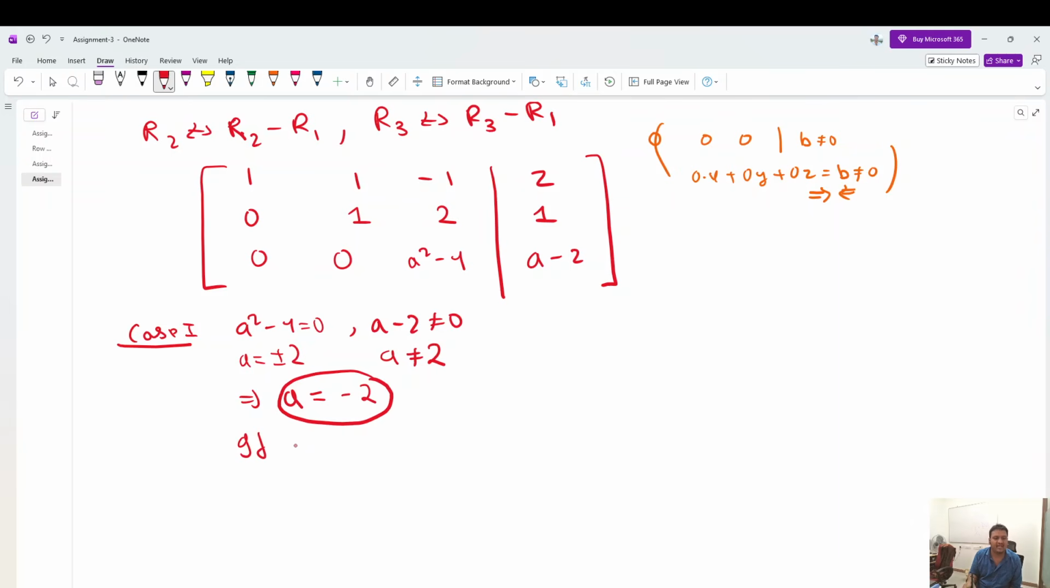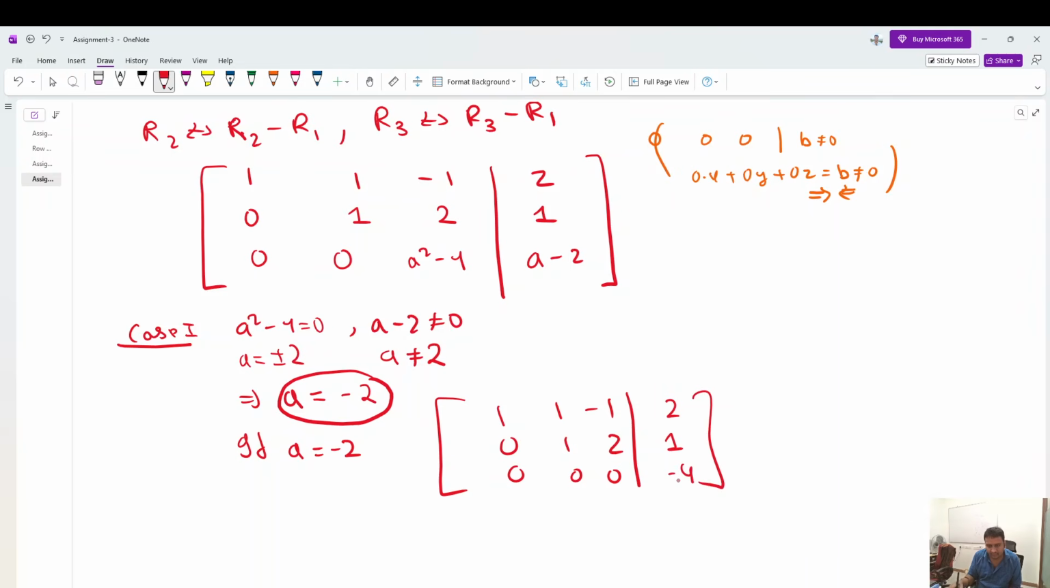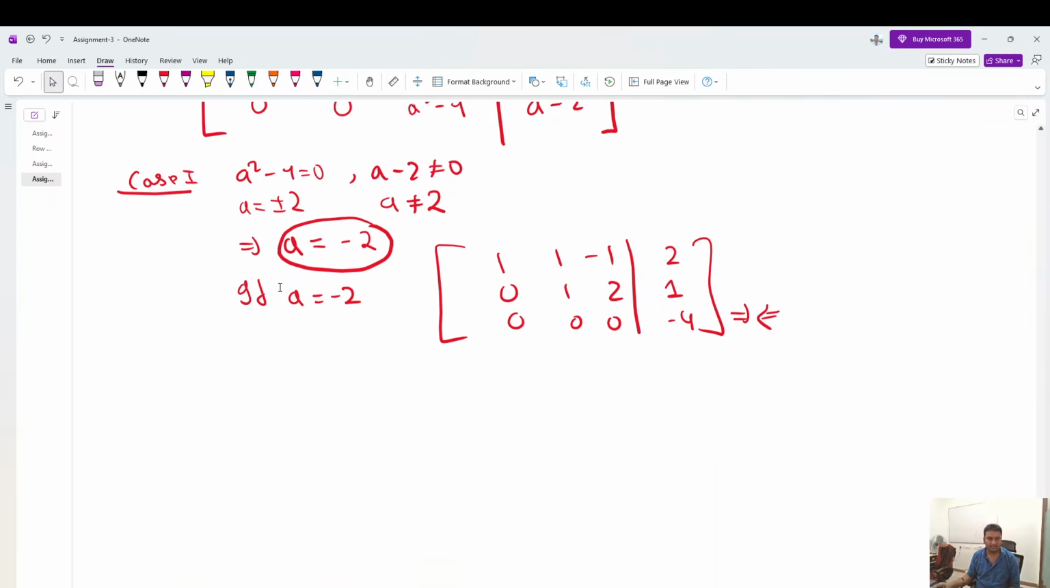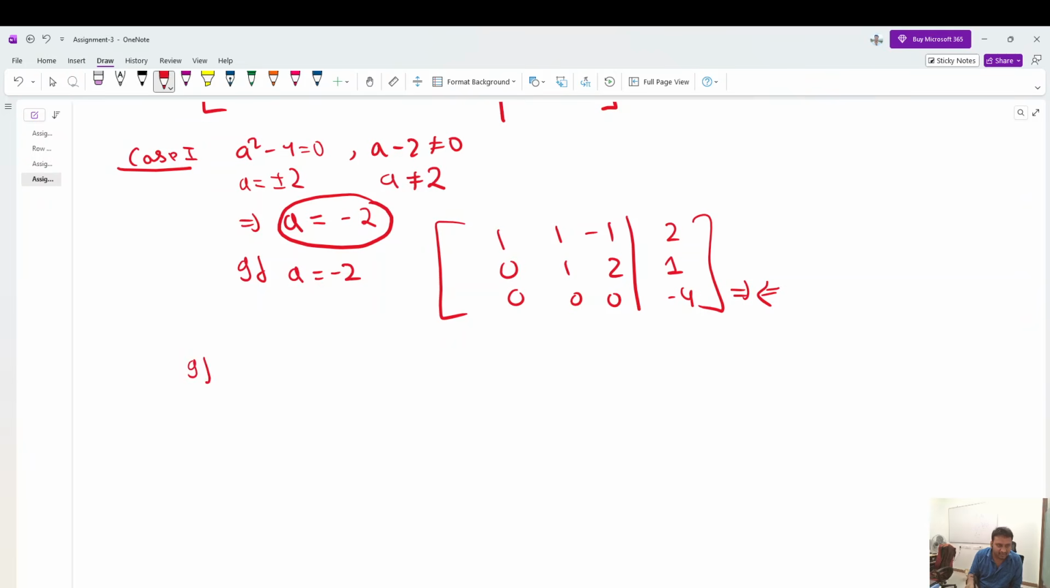So if a is equal to minus 2, then clearly you can again make the matrix. I think I should copy that matrix so that I don't have to write the entries again and again. So we'll get minus 4. So this is not possible, right? Contradiction. So if a is equal to minus 2, then no solutions.